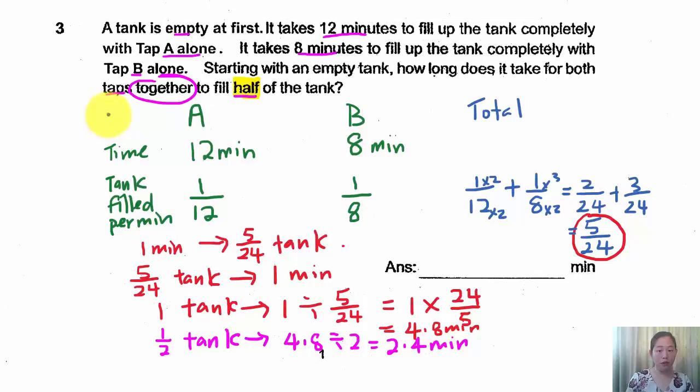Let's recap what we have learned. We learned about rate involving more than one object because we have tap A and tap B, and we also learned about fraction division.